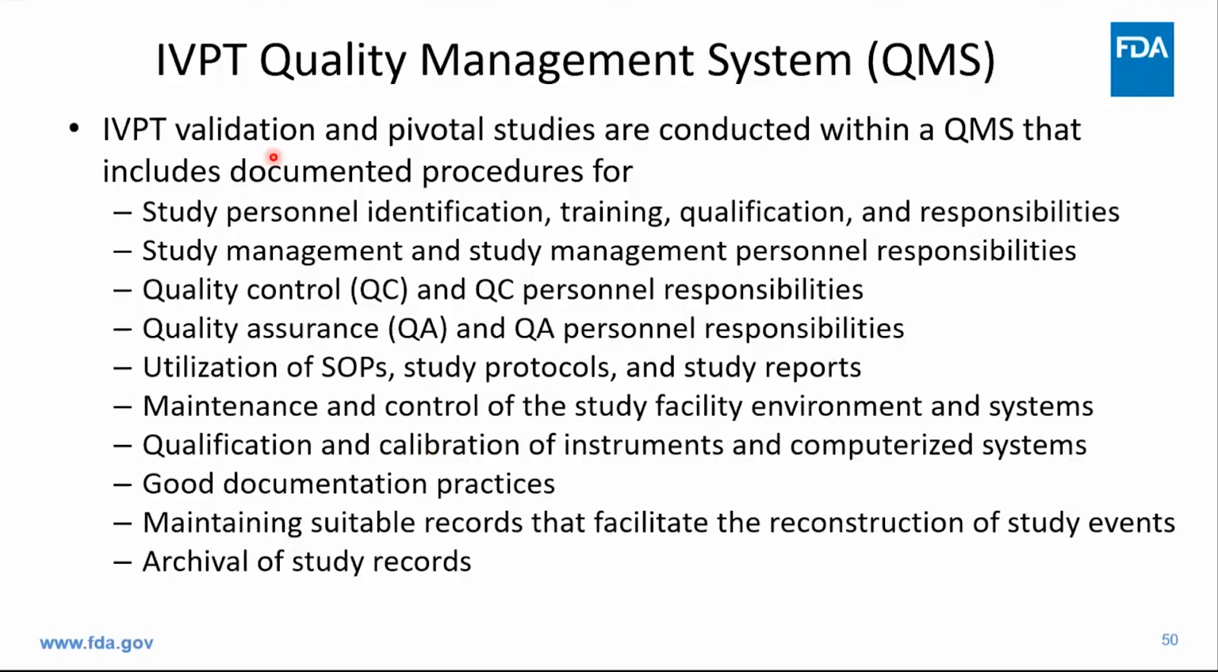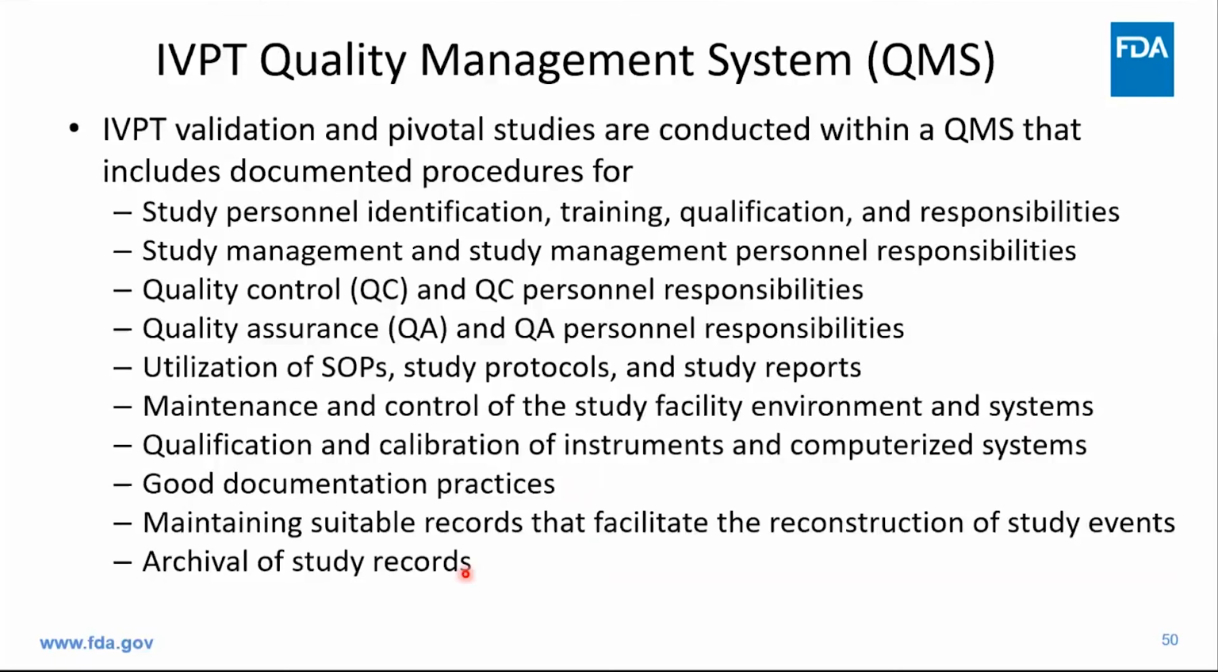And this includes documented procedures for study personnel identification, training of personnel, qualification, understanding what their responsibilities are, study management and study management personnel responsibilities being clearly documented, having QC and QA procedures, being clear about what the responsibilities of those people are, utilizing standard operating procedures, making sure that people are trained on these, utilizing study protocols that are clearly defined and study reports that are well organized, maintaining and controlling the study facility environment and the systems there, the qualification and calibration of instruments and computerized systems, good documentation practices, also maintaining suitable records that facilitate the reconstruction of study events. So critical.